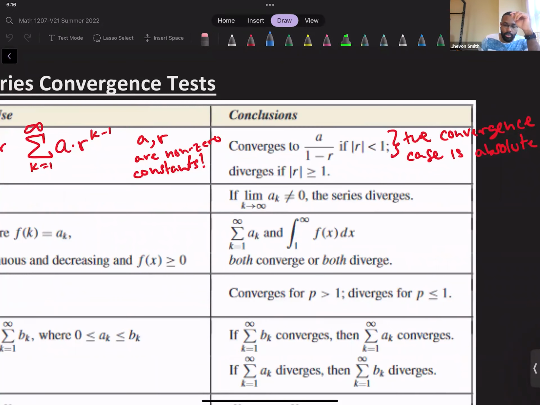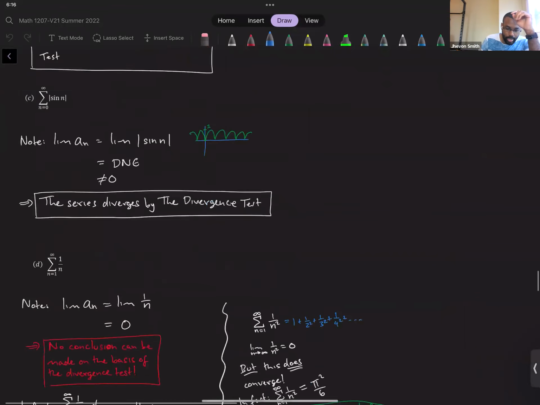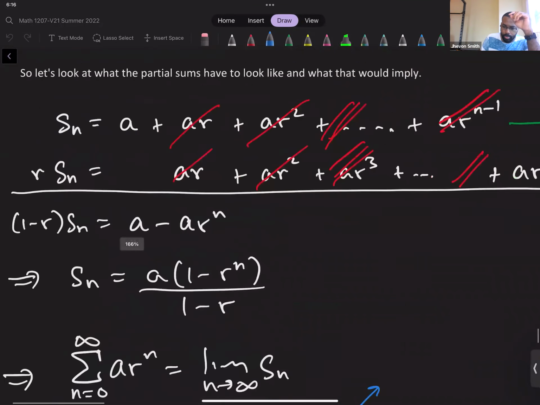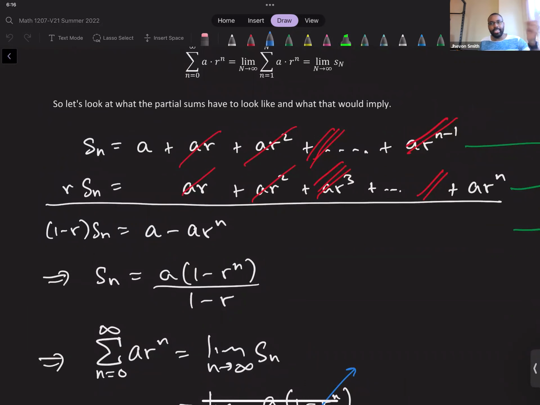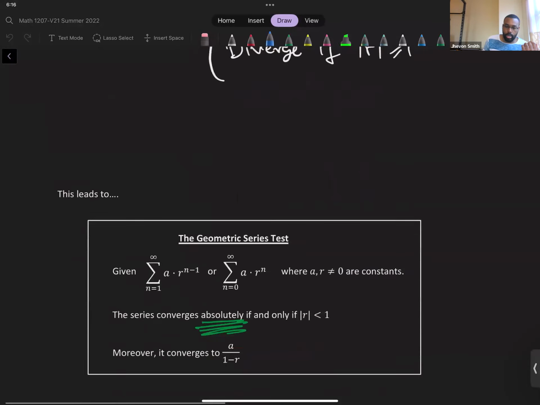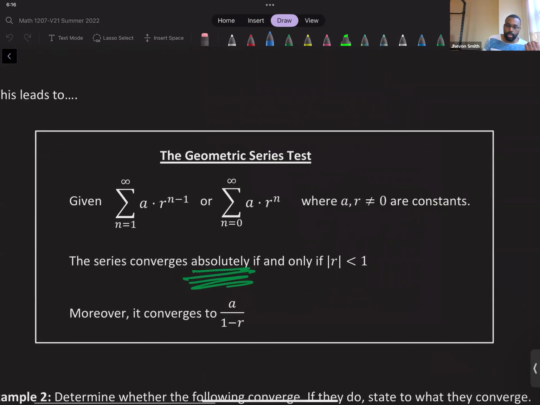And we did a very clever trick to figure that out, with this whole process of multiplying S_n by r, subtracting it from S_n, and then solving for S_n, and then taking the limit. We saw that that's what a geometric series does.